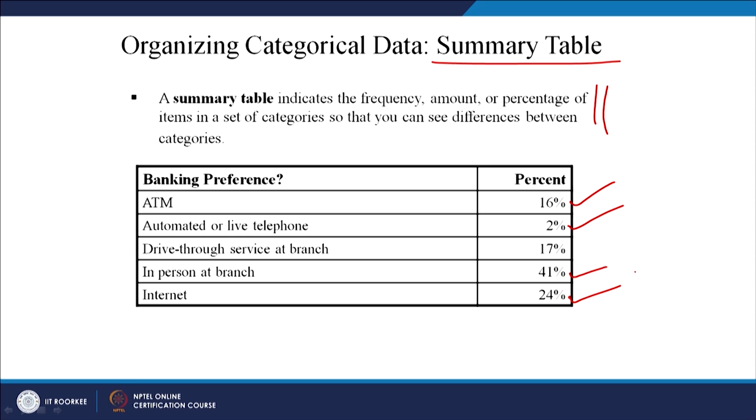Whenever you talk about any table like this, you need not talk about each and every value in this particular column. You should talk about only the least value and the maximum value. For example, in this case we will say that automated or live telephone is 2% and in person at branch is 41%. You just need to give the minimum and maximum value, no need to talk about each and every value, right. So, this is how you present data in tabular form.